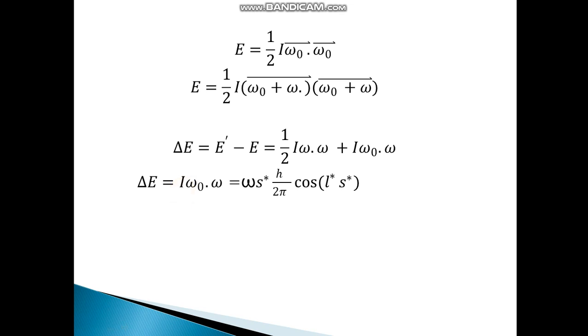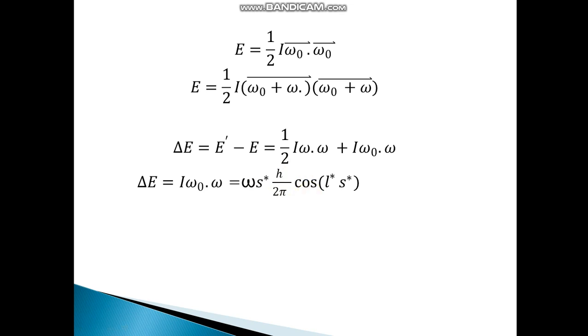Here, I omega 0 is the mechanical moment, or the angular momentum, of the spinning electron, that is equal to S star h cut. Thus, the interaction energy is the product of the angular velocity of precession omega and the projection of the spin angular momentum on L star, or on the field direction. Therefore, we can write delta E suffix L S, due to the orbital and spin motion, as omega S star h cut cos of L star S star.